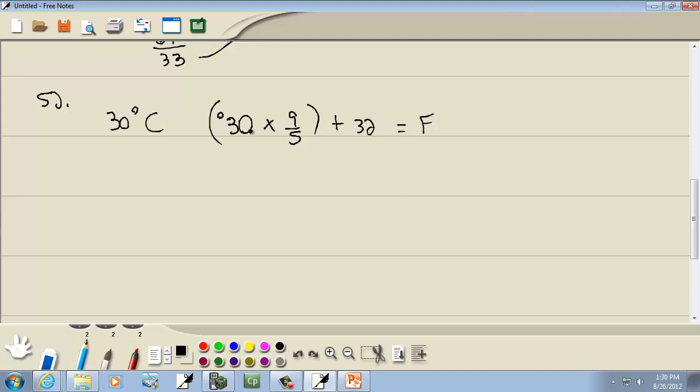Well, we've already talked about this. If you have multiplication of fractions, they both should be fractions. So put 30 over 1, and I'll drop that degree. I know it needs to go on there at the end. Times 9/5 plus 32.